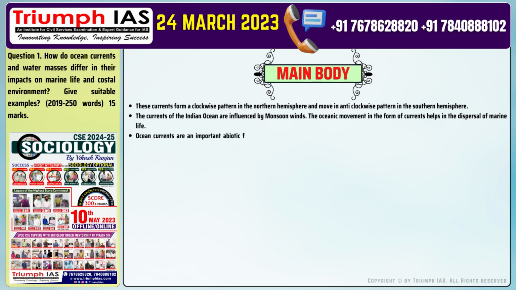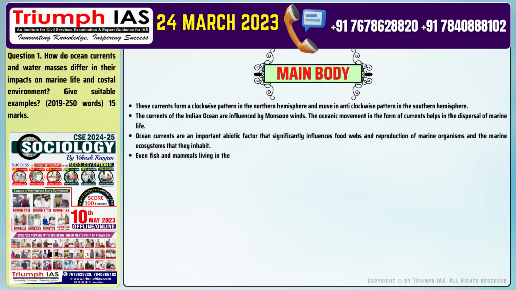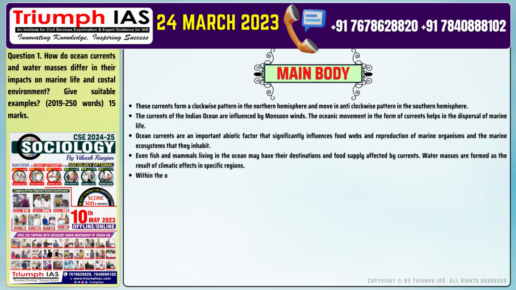Number 3. Ocean currents are an important abiotic factor that significantly influences food webs and reproduction of marine organisms and the marine ecosystems that they inhabit. Number 4. Even fish and mammals living in the ocean may have their destinations and food supply affected by currents. Water masses are formed as the result of climatic effects in specific regions.